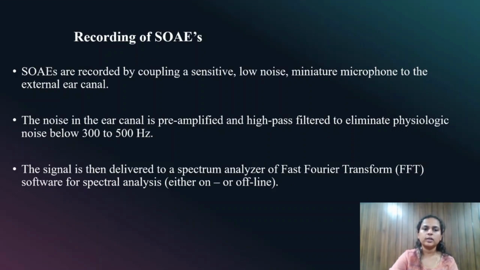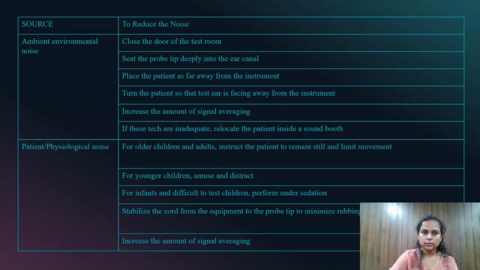Recording of SOAE is done by coupling a microphone to the external ear canal, and to eliminate physiological noise below 300 to 500 Hz, the noise in the ear canal is pre-amplified and high-pass filtered. The signal is then delivered to a spectrum analyzer for spectral analysis. To reduce ambient environmental noise, the test room door has to be closed, the probe tip has to be sealed properly, the patient has to sit far away from the instrument, and the patient should be turned so that the test ear is facing away from the instrument. Increase the amount of signal averaging. If these steps are inadequate, relocate the patient inside a sound booth.